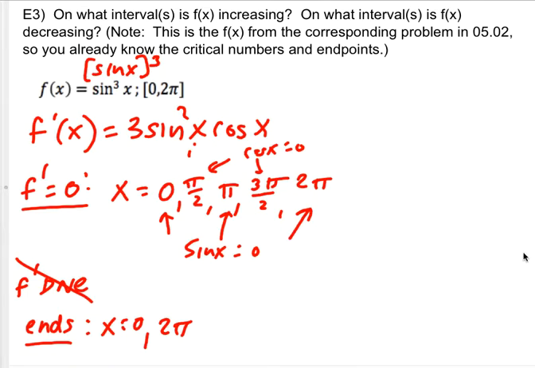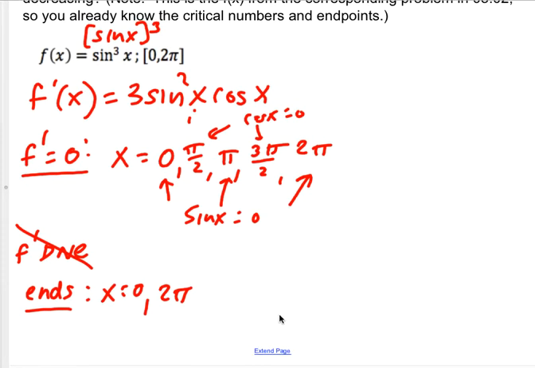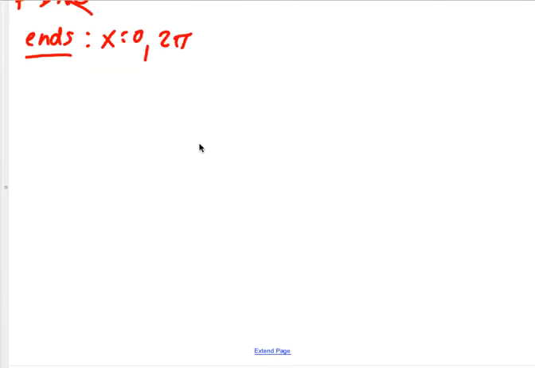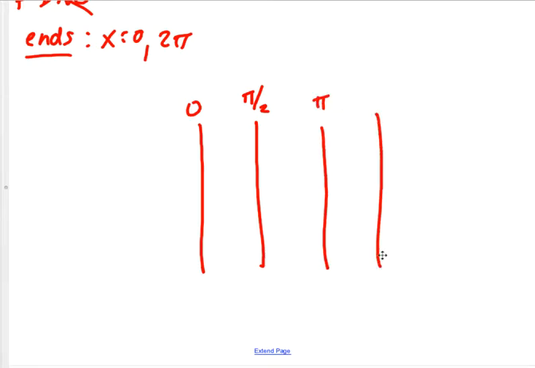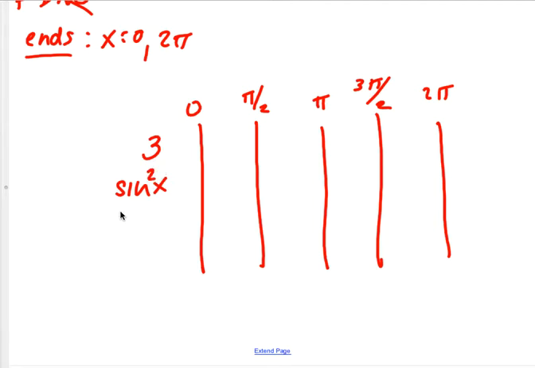So now when we make this sign chart, I think you're going to find this a little bit different. I'm going to actually scroll down because we have a lot of sign chart to make, right? So when I make this sign chart, I know my endpoints are 0 and 2 pi. Pi over 2, pi, 3 pi over 2. I'm going to show you a slightly different technique when we talk about trig functions. So I know that there's a 3 in front. I know there's a sine of x. Now it's sine squared, so you can either write it as sine of x quantity squared or you can write sine x twice. I don't care which one you do.